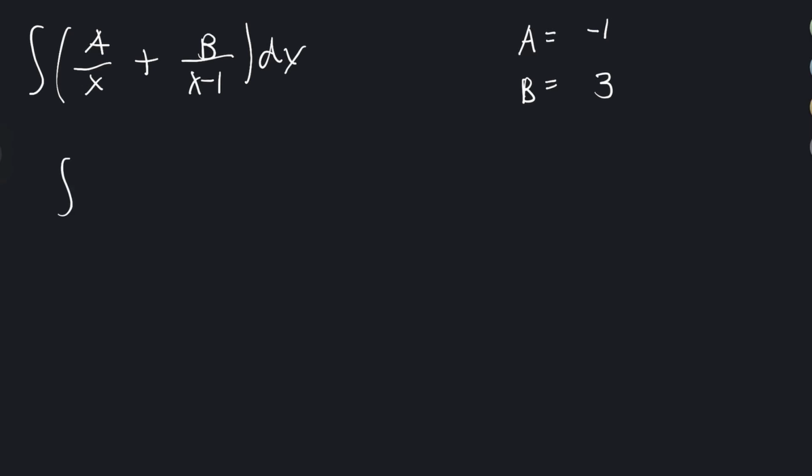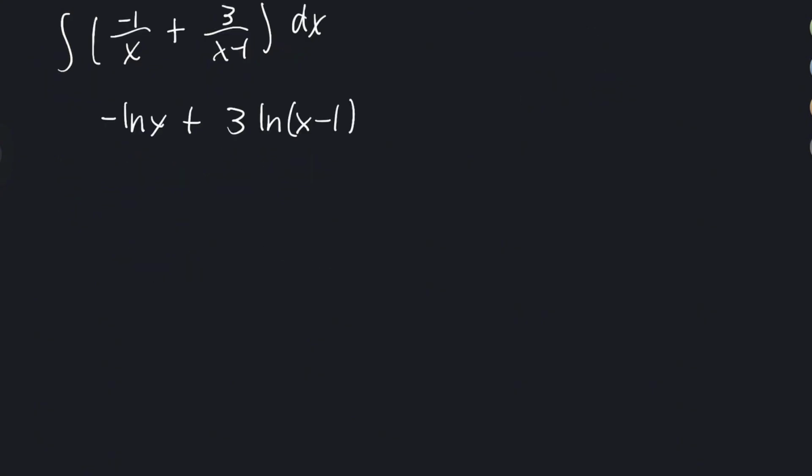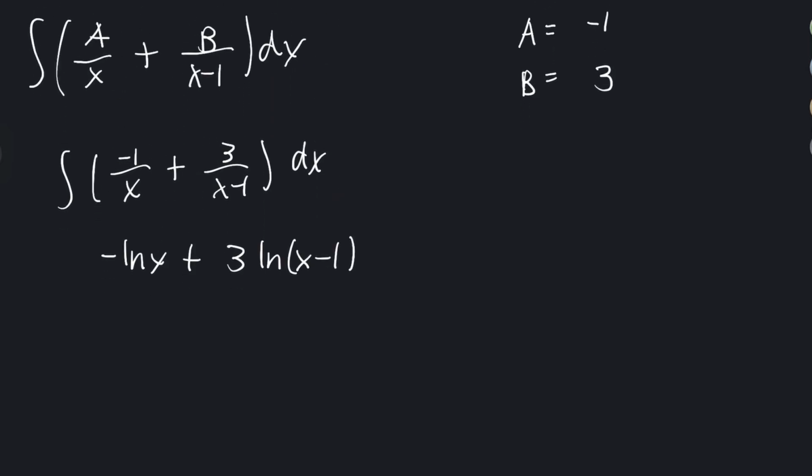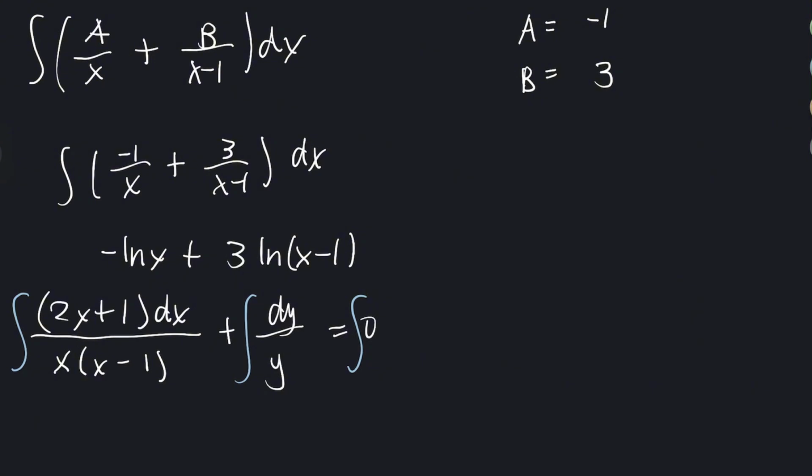The integral of, let's substitute a, that's negative 1 all over x, plus b, that's 3 all over x minus 1, dx. Then we're going to integrate now: negative ln x plus 3 ln (x minus 1). Let me paste it here, our original problem. We've already solved the integral for this term. We're going to solve now for this term and this term.